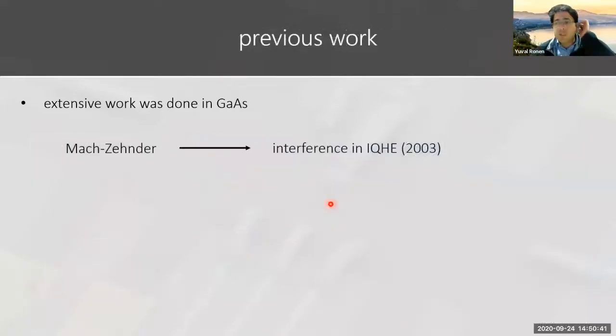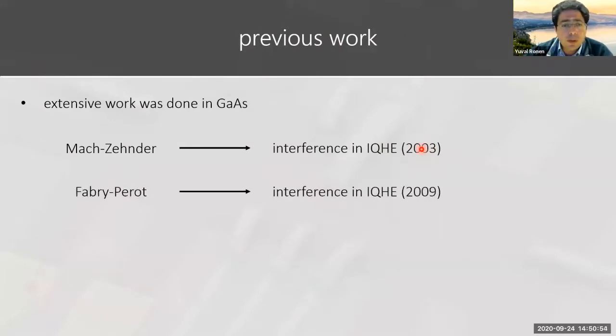Okay. So to sum up this 20 years of work: in the Mach-Zehnder interferometer, people saw interference in the integer quantum Hall effect around 2003. In the Fabry-Perot, people saw interference in the integer quantum Hall effect in 2009. It then took around a decade, until 2019, to see interference in the fractional quantum Hall effect. This was only very lately, just last year. And it's really a big question: why does it take a decade to move from interference in the integer to interference in the fractional?